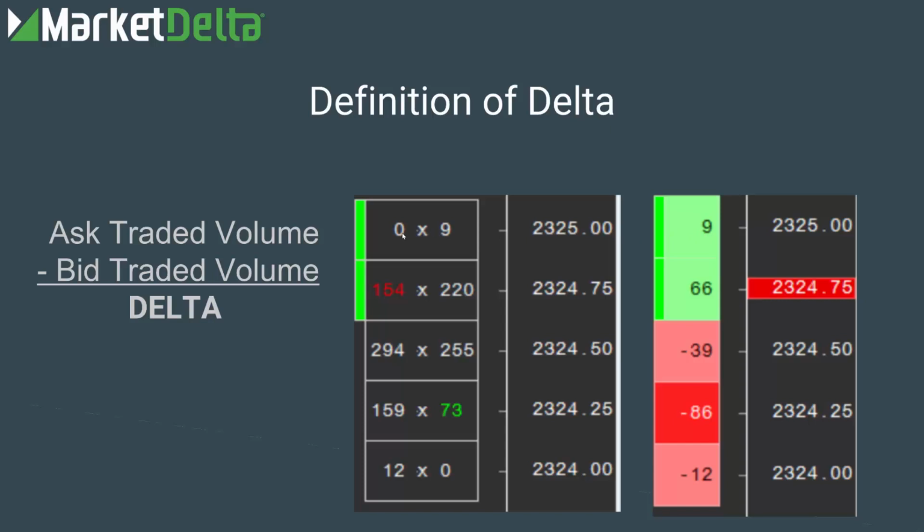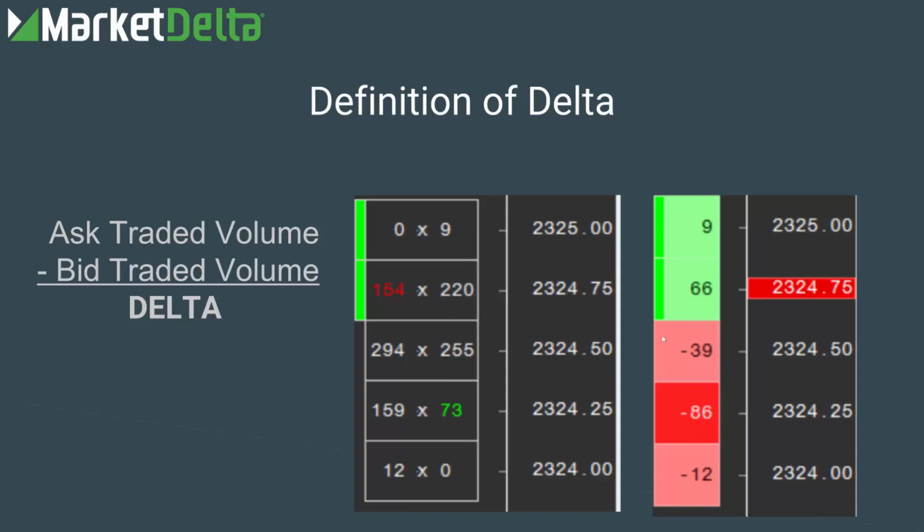So the math is subtracting the bid traded volume, which is to the left of X, from the ask traded volume. And so it's basically, think of it as 9 minus 0 is 9, positive 9, right? And this X, this is a separator. It's not a mathematical operator, so don't let that confuse you. So subtracting 154 from 220 is a positive 66. Subtracting 294 from 255 gives us a negative 39.